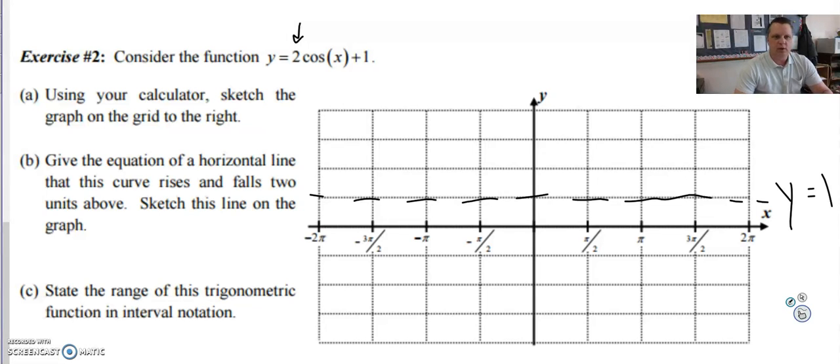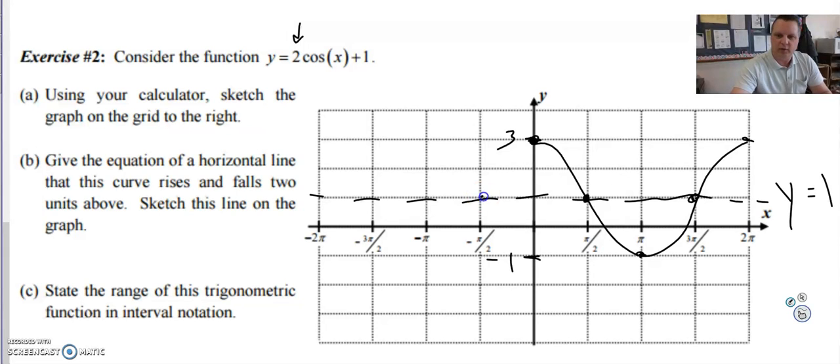The 2 is your amplitude. So that means the highest I go is 3, because it goes up 2 units. The lowest is 2 units down, which is actually a negative 1. So it's cosine, and remember, cosine starts at the highest point because it's positive, comes down to the midline, down to the lowest point, back through the midline, and back up to the highest point. So that is your cosine.